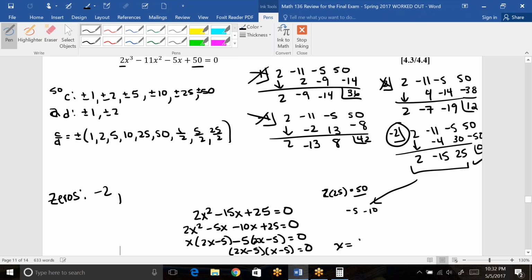So I get x equals 5, and 2x minus 5 would be add 5 and divide by 2. So x equals 5 halves. So my 3 solutions total are negative 2, 5 halves, and 5.